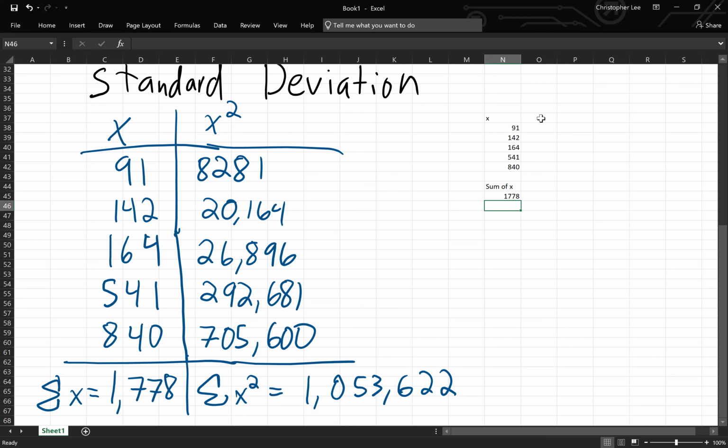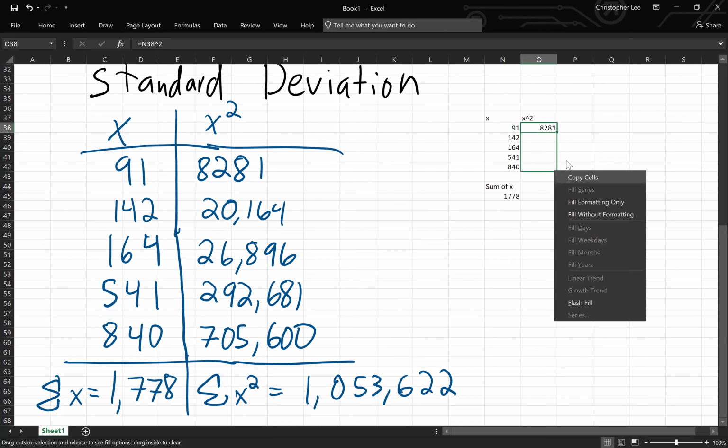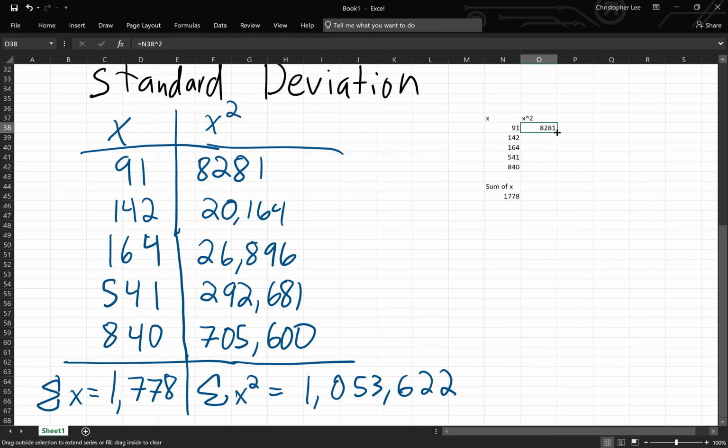Let's take a look at the x squared. So I'm gonna square each one of these numbers. The 8281 checks out. Let's look at the rest. I got the 2164 good, 26896 good, 292,681 good, 705,600. Perfect, perfect, perfect. All right, let's look at the sum of x squared.